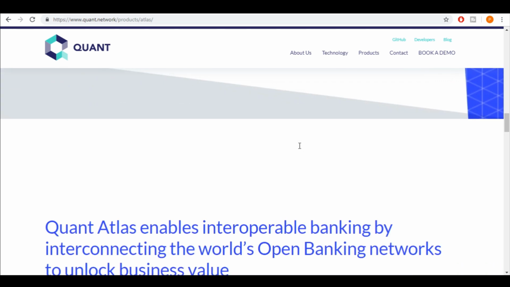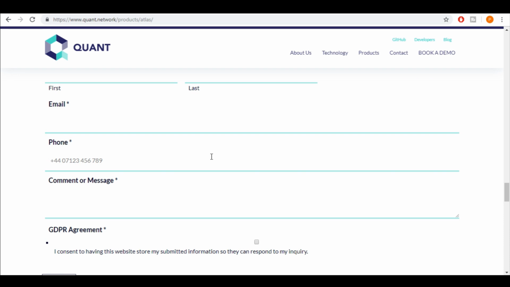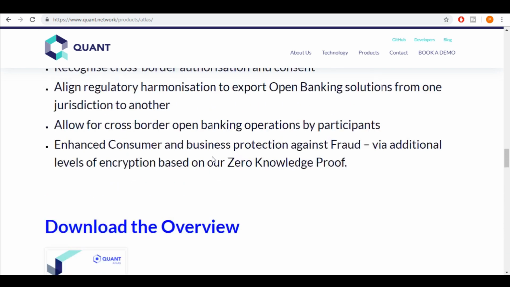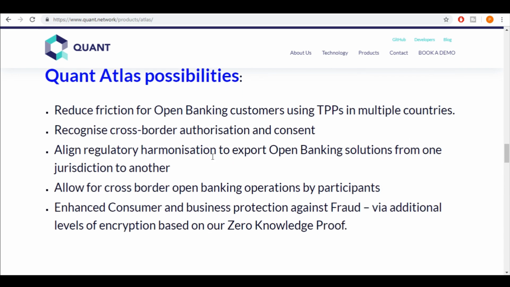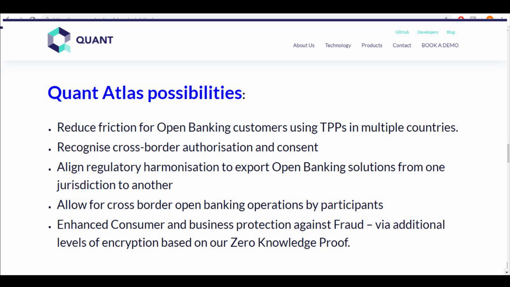So I think this is a good thing. So to have even a network that is more secure than what we already have is a plus to have Quant Atlas. So let's hope and see what the team builds with this one. The idea is great. Everything is very, very exciting.